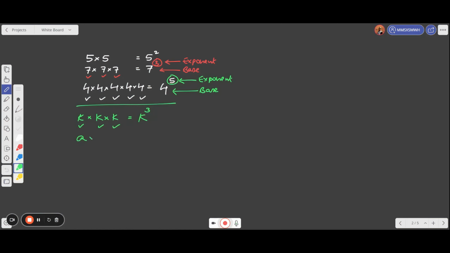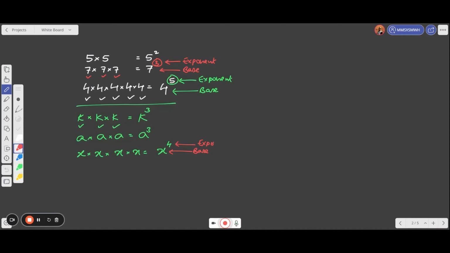Likewise, if I take a multiplied by a multiplied by a, this is a cube. If you take, let's say, x multiplied by x multiplied by x multiplied by x, here we are multiplying x how many times? We are multiplying 4 times. So this is x to the power of 4. Remember, whatever value we take and multiply, this is called the base, and this is called the exponent.